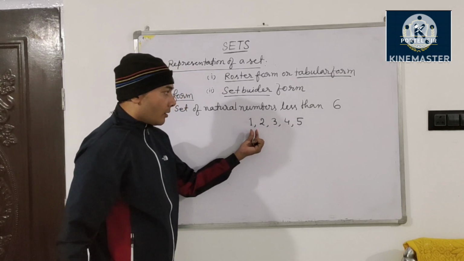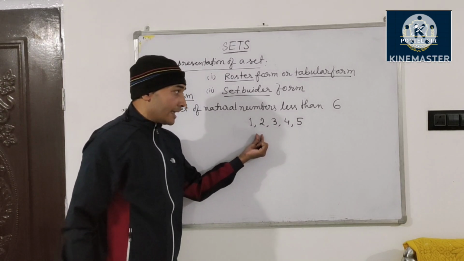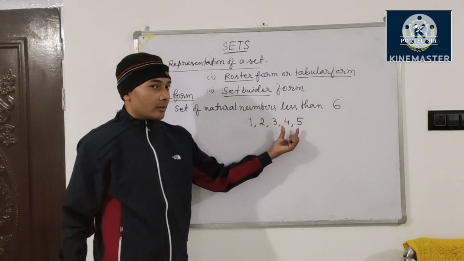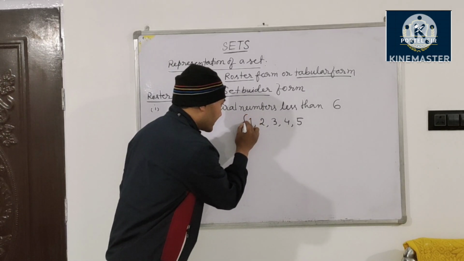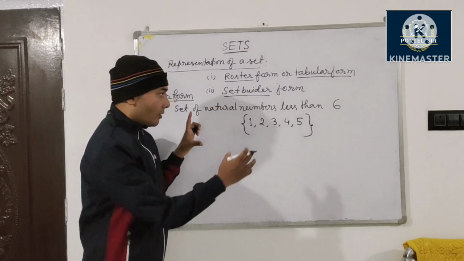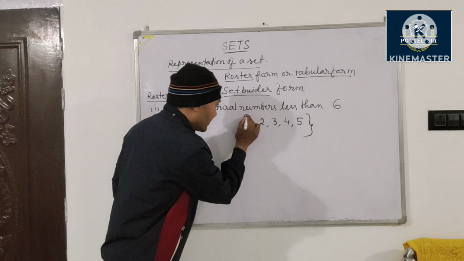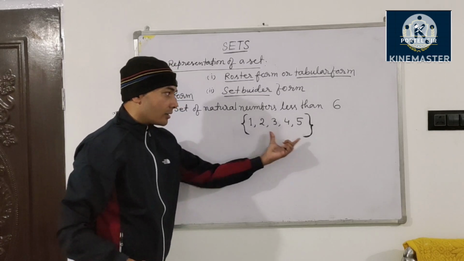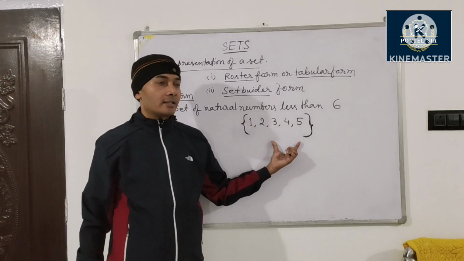Remember, how can we represent this in roster form? All the elements are written within the second bracket, or curly braces. Remember, curly braces. You know this sign already? Yes. All the elements are written enclosed by curly braces.